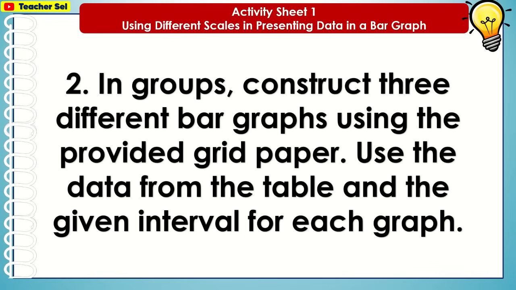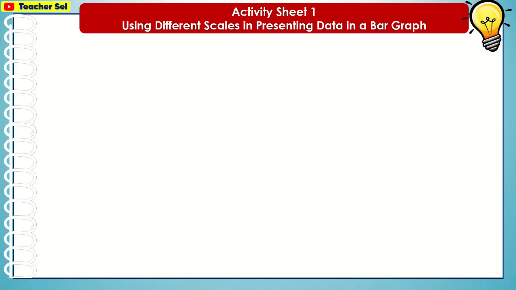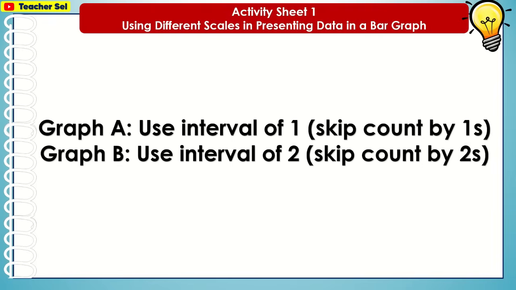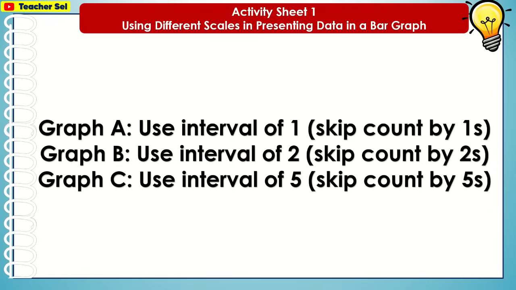In groups, construct 3 different bar graphs using the provided grid paper. Use the data from the table and the given interval for each graph. Graph A, use an interval of 1, skip count by 1s. B, use an interval of 2, skip count by 2s. C, use an interval of 5, skip count by 5s.